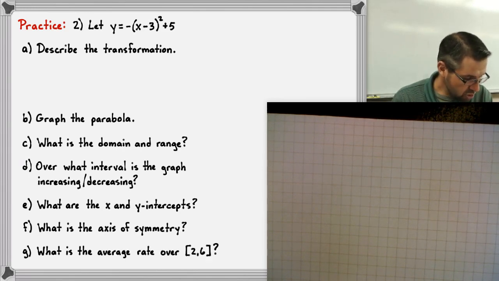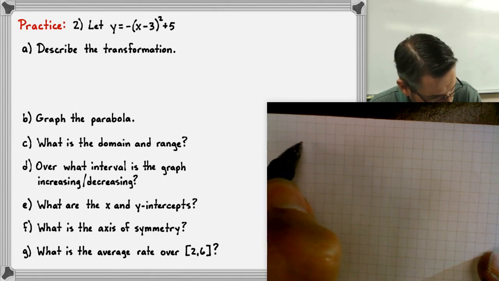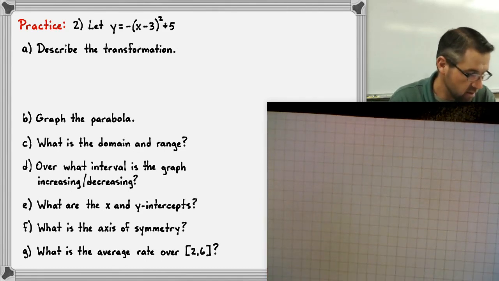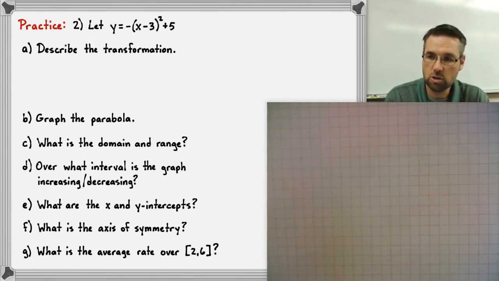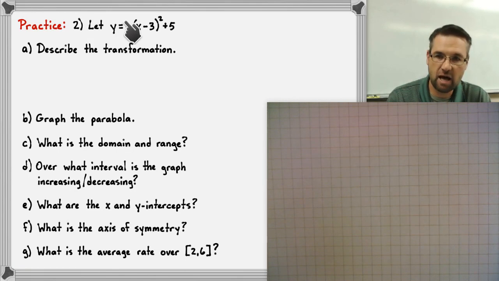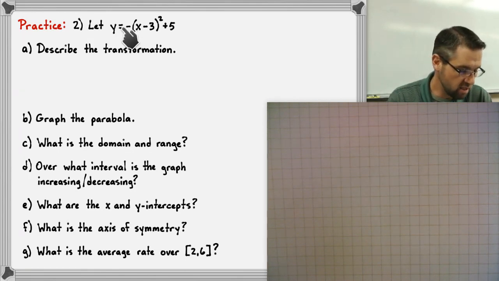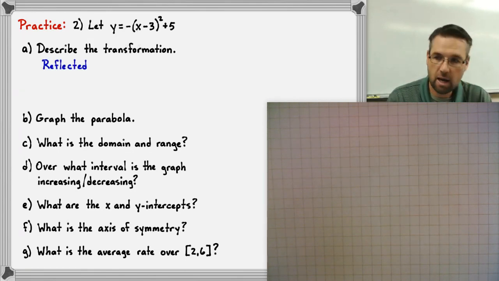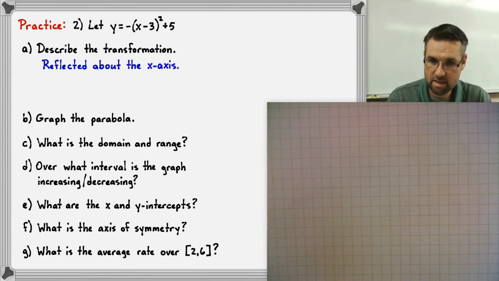For number 2, it says y equals negative, parentheses, x minus 3 squared plus 5. So do we have, number 1, a reflection? Yes, we do, because the a value is negative. So we would say that the parabola is reflected about the x-axis, okay?